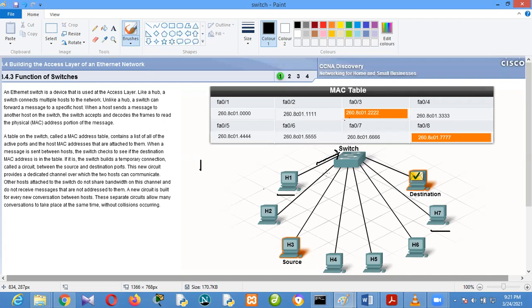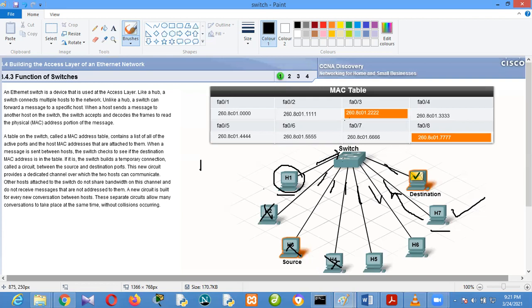The switch will now broadcast the message, sending it to H2, H3, H4, and all of the others. Every other host will ignore the message. Only H7 will respond saying, I am H7. Now, before the switch broadcasts the message, when H1 is asking who is H7, H1 will introduce itself in the message.